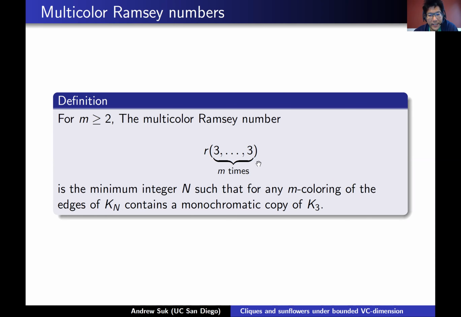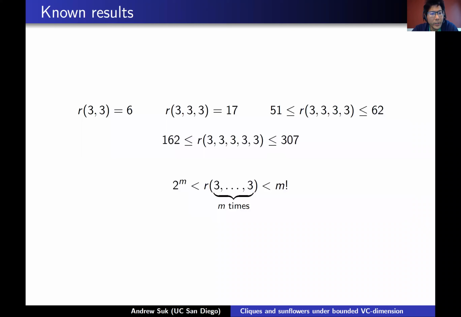So it's this thing here, R(3,3,...,3), where there's m of these threes. This is the minimum integer n, such that for any m-coloring of the edges of the complete graph on n vertices, somewhere there's a monochromatic copy of K3. So this is a pretty well-studied function. When m is 2, we know that R(3,3) is equal to 6. And when m equals 3, this equals 17.